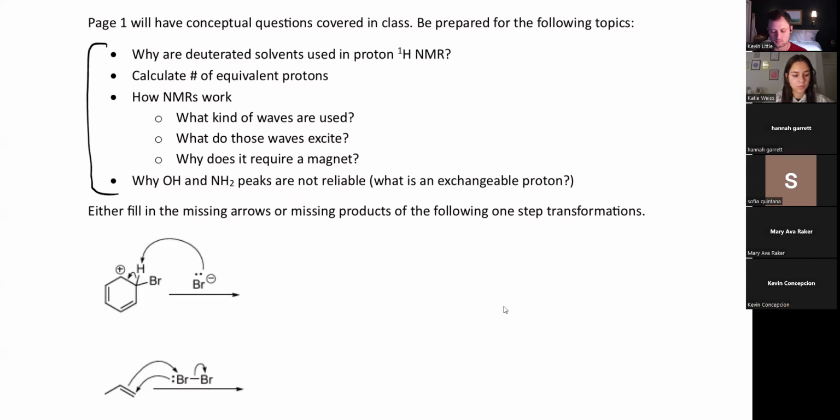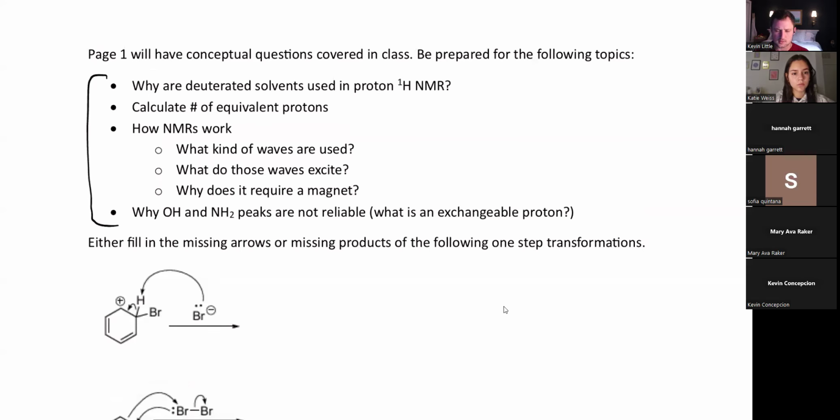These are things you could just look up for the most part. These are the conceptual things, so you can expect to see any number of these kinds of questions. Calculating equivalent protons would probably be the hardest out of all of these. The rest of them are pretty straightforward answers.